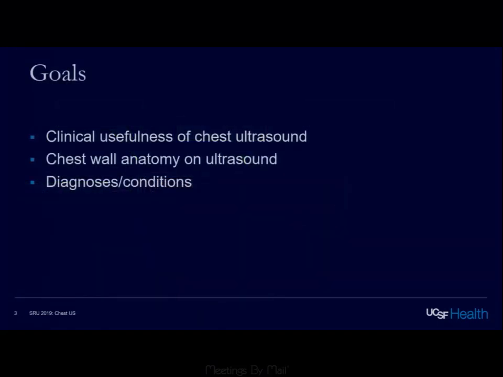So in this segment, we're going to talk about how chest ultrasound can be helpful to guide clinical management. We'll discuss some of the chest wall anatomy as we see on ultrasound, and we'll explore some of the many diagnoses and conditions of the chest, taking an approach from the outside in, so we'll talk about chest wall, touch very, very lightly on breast, and move on to some of the intrathoracic contents.